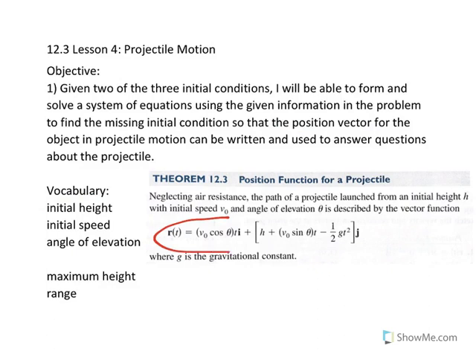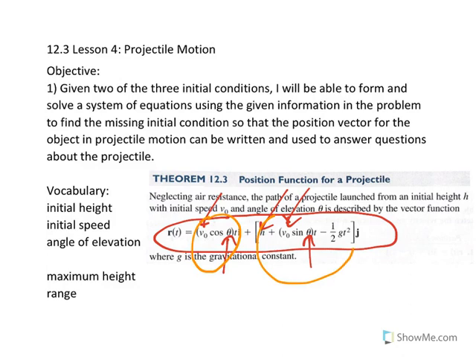And as we've already seen, this is, of course, the position function for an object in projectile motion in terms of the initial height from which the object was launched, the initial speed at which the object is launched, and the initial angle of elevation at which the object is launched. So you have the position of the projectile as a function of time since it was launched. You have the horizontal component of the projectile's position as well as the height of the projectile's position as a function of time since the projectile was launched.